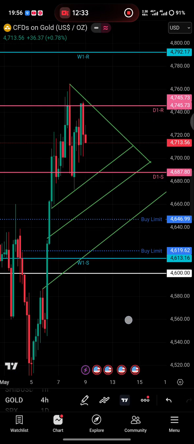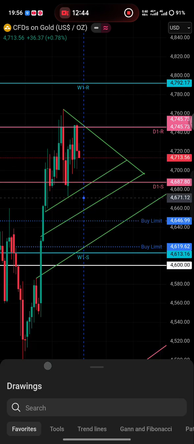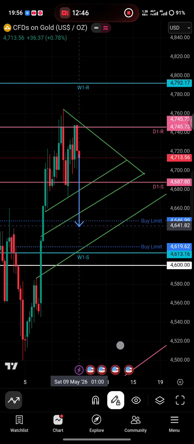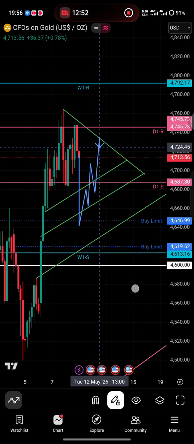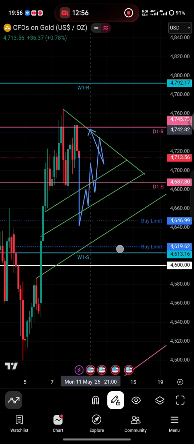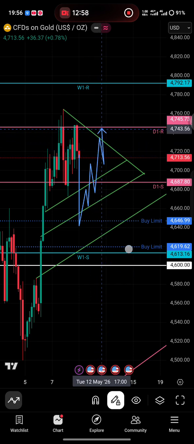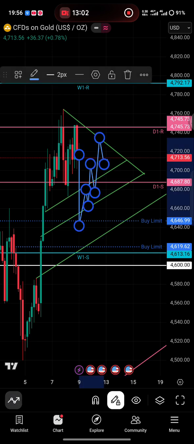For instance, if the chart is really going to dump, I have my buy limits at about 4646.99 and 4619.62. These are two of my buy limits waiting. And if the chart manages to push down, attack this buy limit, form a bullish price action, push up, attack resistance, and form a bullish price action, right? My position will be safe and I'll be waiting to take my profit at around the top of this triangle over here. Okay, so this is where I'm placing my buy limits.